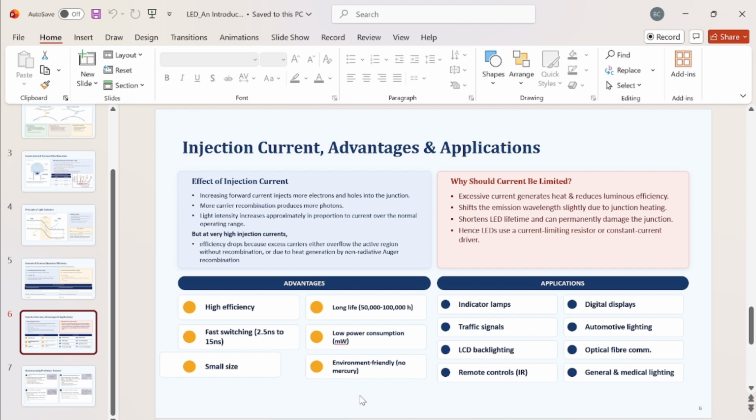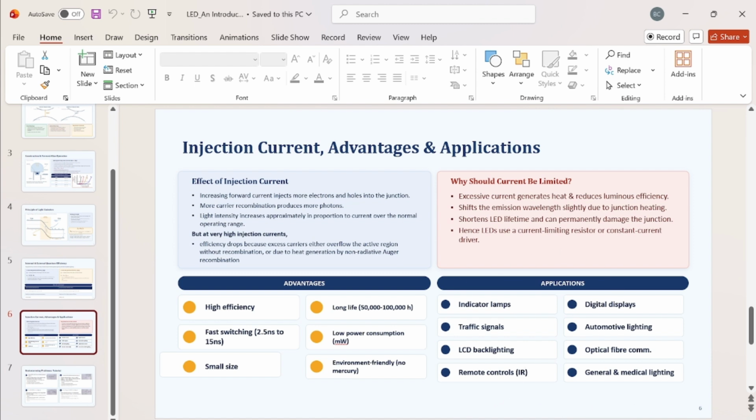The device consumes very low power, and the consumption is of the order of a few milliwatts. Because it does not use mercury, it is environment friendly. Also, there are no toxic materials used in the construction of this device.